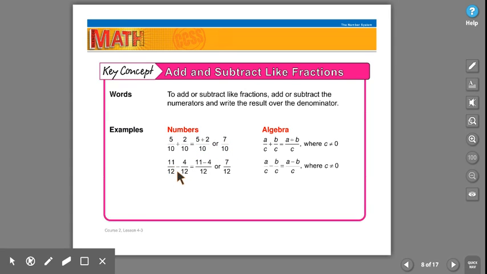Another example is 11/12 minus 4/12. They have the same denominator, 12. So we keep that the same, and we subtract the numerators, 11 minus 4, or 7/12.